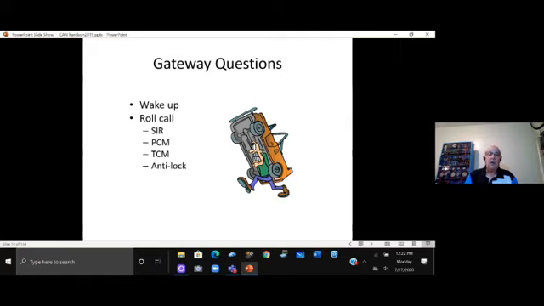The second scenario is one module is not communicating, and the rest of the modules see that there's no communication with one of the modules. And then the last scenario, we call the roll, SIR, person stands up, quiet, doesn't say a word. PCM stands up, nothing. TCM, nothing. Antilock, nothing, which means there's been a total failure and the CAN bus system is down. This really works good, and the younger the student, the better off it is.